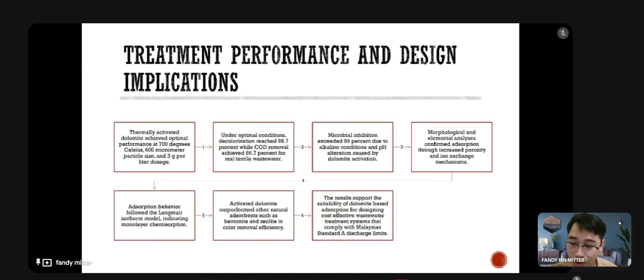Okay, now moving on to the treatment performance and design implication. So if we go through at this slide, we can see that the treatment performance observed in the case study provide important information for designing an effective treatment system. So these are the findings that will influence the selection of treatment process and also help to ensure that the final effluent meet discharge requirement. Okay, next.